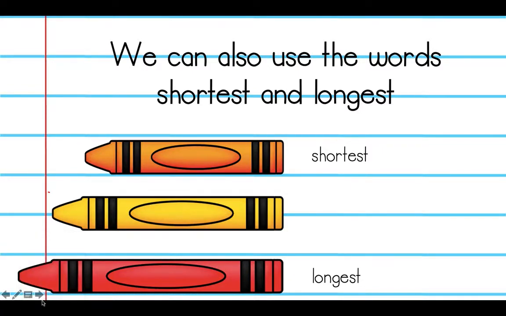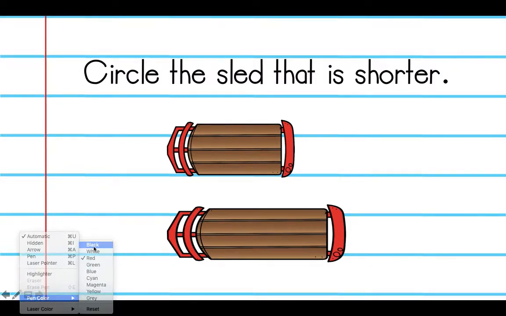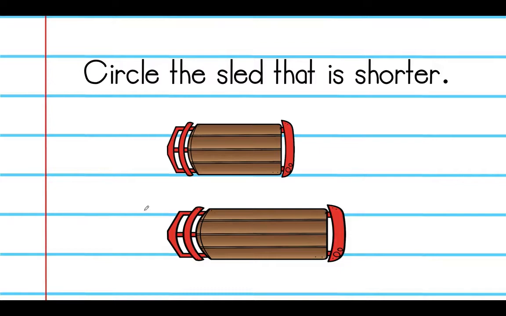There we go. Okay. Circle the sled that is shorter. So I'm not going to mark all over my PowerPoint. Well, maybe I will. Why not? Okay, we'll go ahead and use the pen, and we use black. It says circle the sled that is shorter. So look at these two sleds. They are lined up right here. Which one is shorter? Is it this one or this one? If you guess this one, that would be correct, and we're going to circle it, just like that, okay?